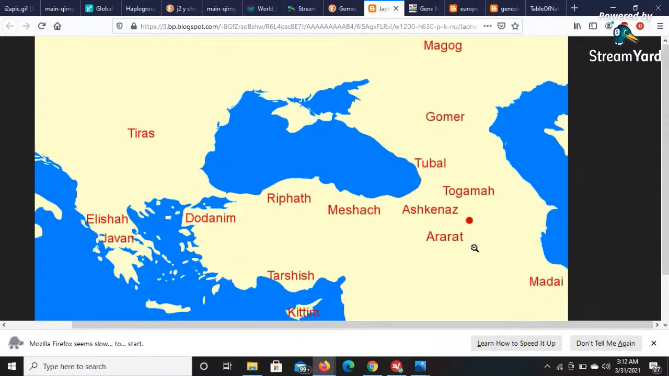And there's Ararat. In case somebody wants to know where Ararat is, that's where the ark landed. So there's that. Meshach, Tubal, Gomer, Magog. 1, 2, 3, 4, and 5. I'm thinking maybe some Madai made it.